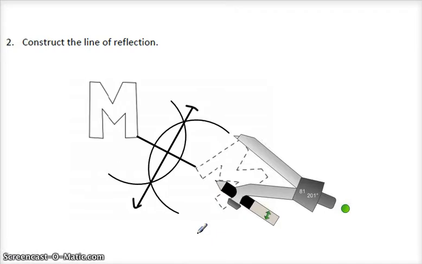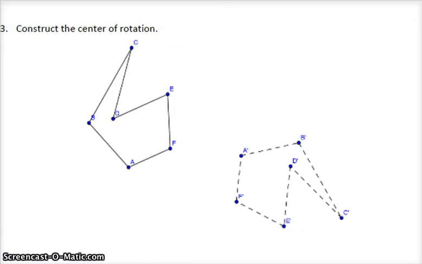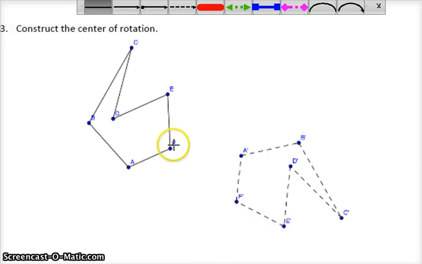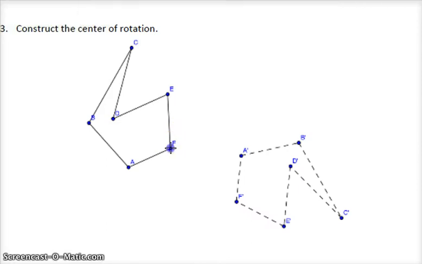Now, what's new for us is we have a point of rotation we want to find. And you guessed it, we're going to do the same construction, only we're going to do it from two different points. So when I do it for the first one here, I'm going to connect two corresponding points like F to F prime.